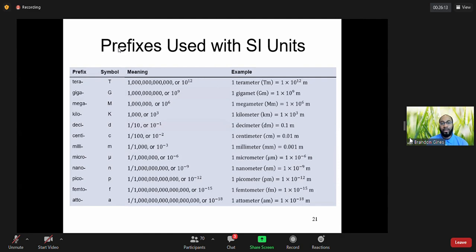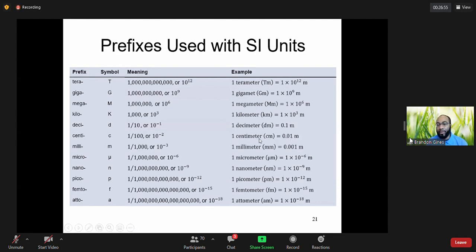You guys should also know some of the common prefixes used with these units. Maybe you heard of centimeters before. Centi is actually a prefix, and it's also on this table. It's the scale at which the length is measured in terms of meters. So 1 centimeter is equal to 0.01 meters.